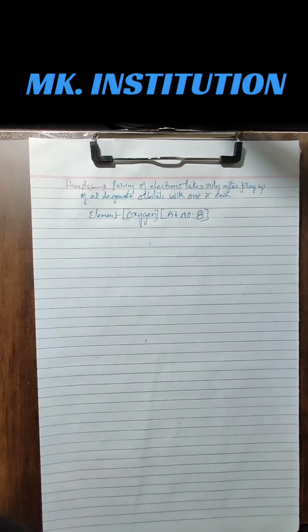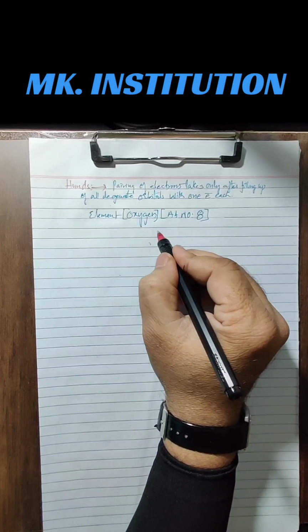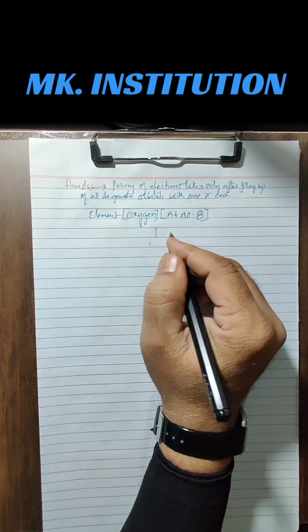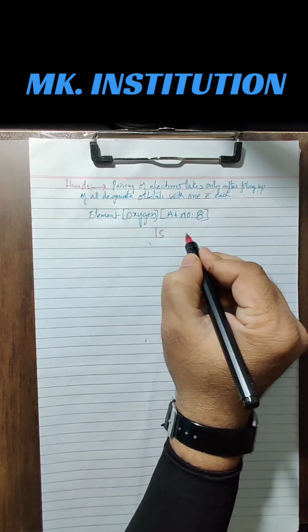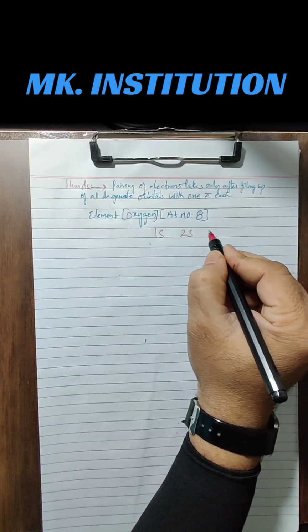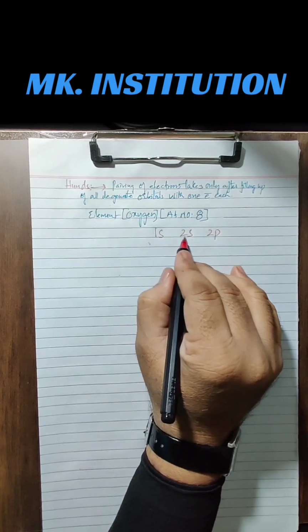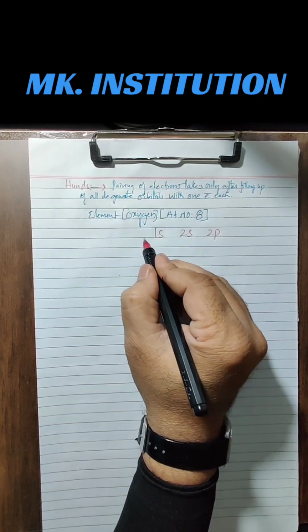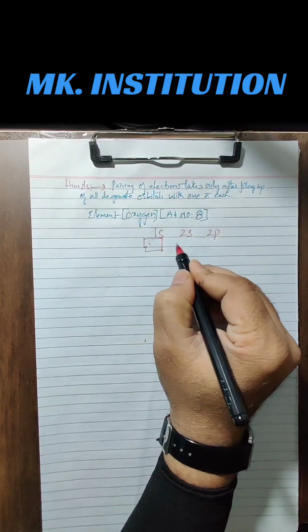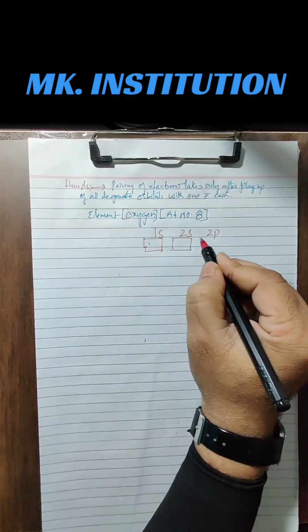Now you draw it here. Boxes, remember, the box is compulsory. First you write 1s, then 2s, then 2p. Clear? Don't write 1s2, 2s2, nothing. Just write 1s, 2s, 2p. Now draw the boxes here: 1s here, then 2s, then 2p.